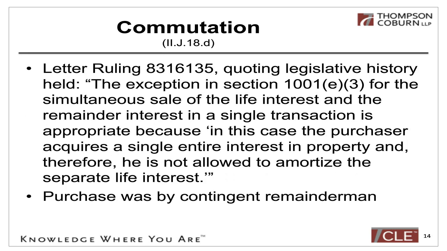Now, there's a letter ruling that quoted legislative history and said that we're not going to take away the life tenant's basis if the trust is terminating, because then there's no life interest left to amortize, and the whole point of the code section was to prevent you from getting basis and then turning around and amortizing it. In that particular letter ruling, the purchase was by a contingent remainderman. Going to the next slide.